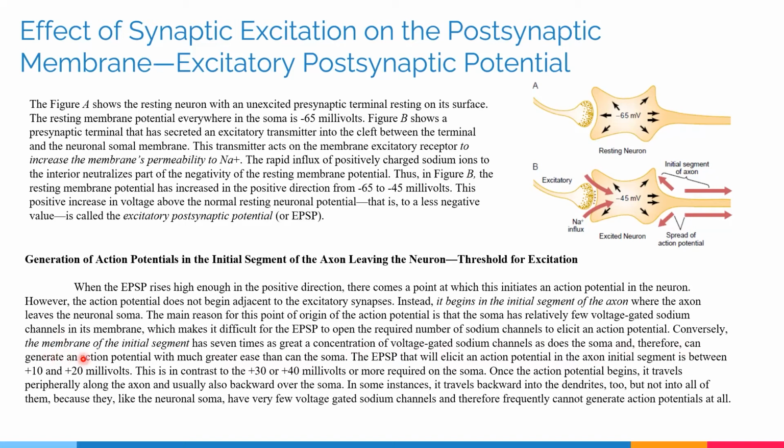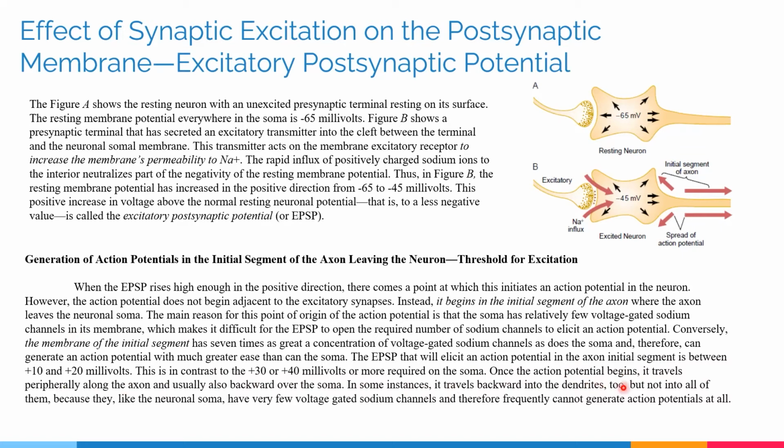Conversely, the membrane of the initial segment has 7 times as great a concentration of voltage-gated sodium channels as does the soma, and therefore can generate an action potential with much greater ease than can the soma. The EPSP that will elicit an action potential in the axon initial segment is between plus 10 to plus 20 millivolts. This is in contrast to the plus 30 to plus 40 millivolts or more required on the soma.